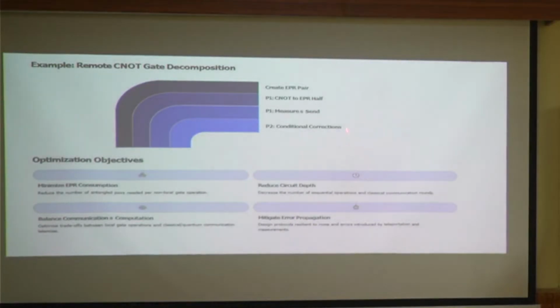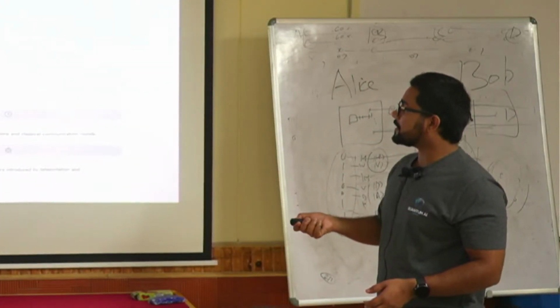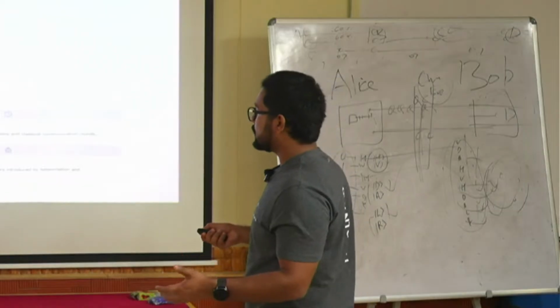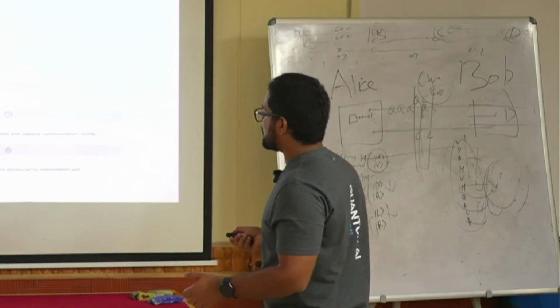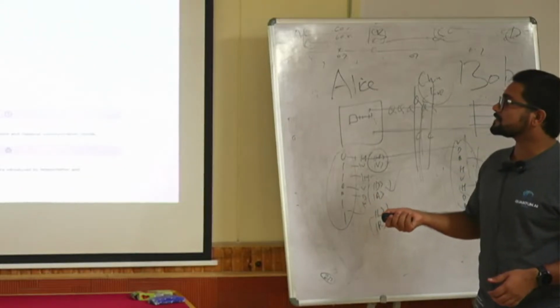In those steps, you will optimize objectives like minimizing EPR consumption, meaning how many entanglements you start with. You also reduce circuit depth, balance the communication and computation, and mitigate error propagation. So these things should be optimized in that process.